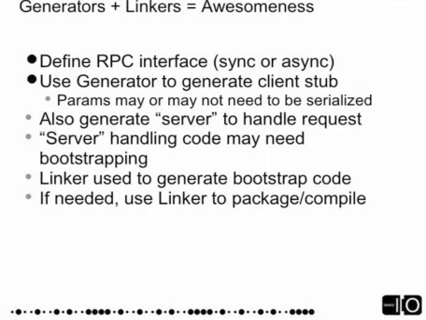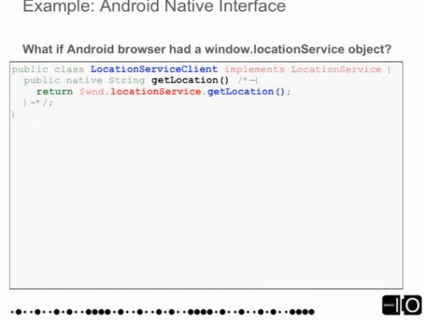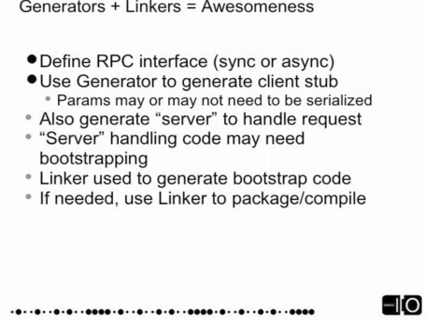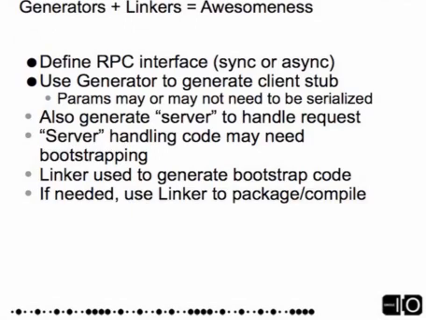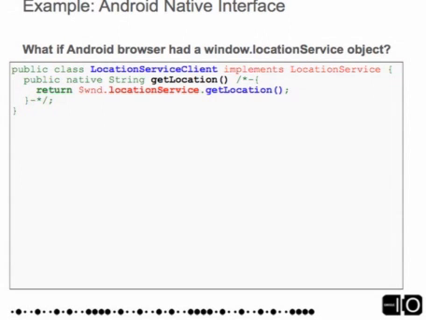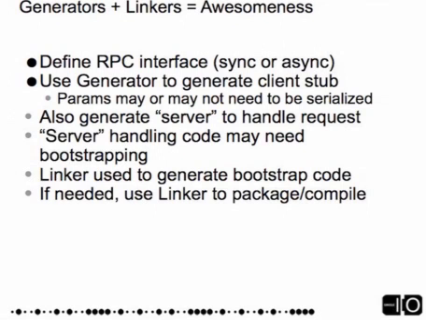We use a generator to take that interface and go back and generate this stub for us with this method. So the generator is going to take an interface, and it's going to go back and generate this code and pretend that that location service object is there. Now we have to do something else to get that location service to exist, and then we're going to use a linker to do that. And I'll get to that in a second.